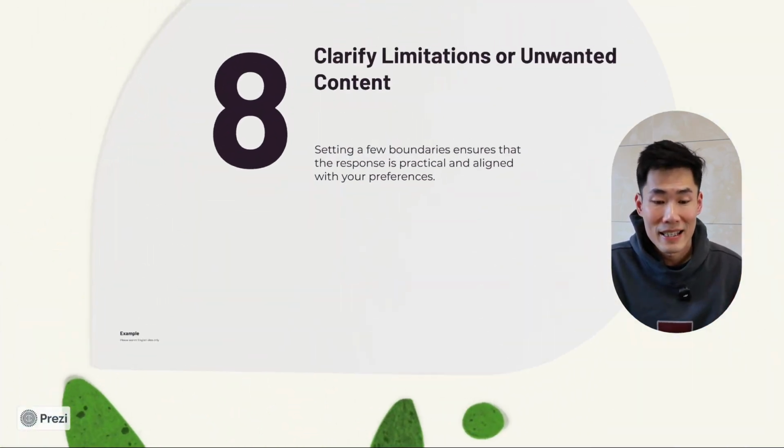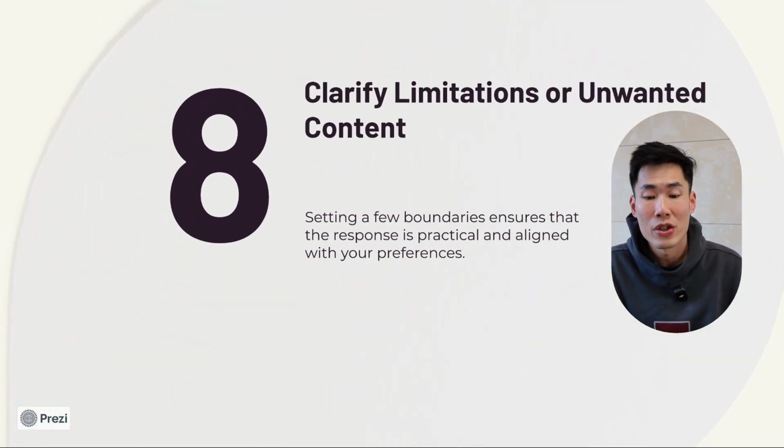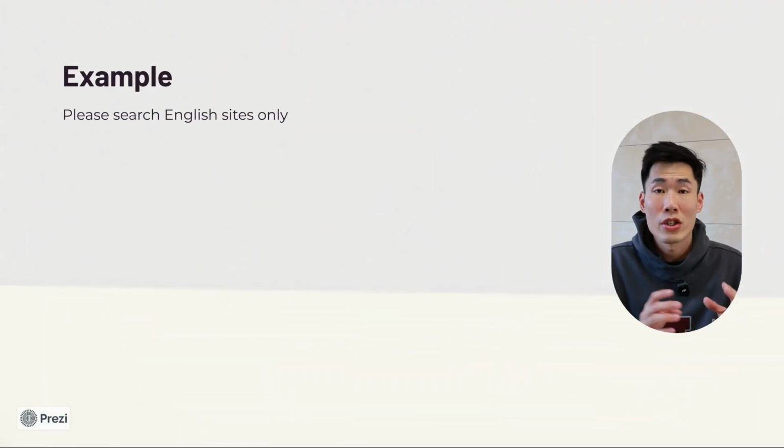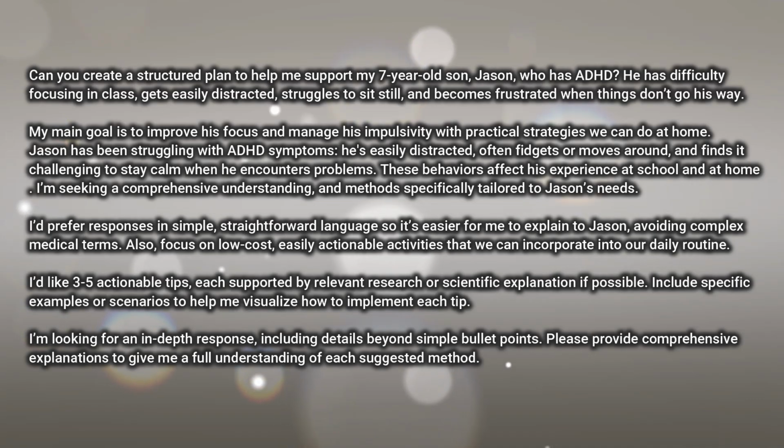Now we are going to the last step, which is clarify limitations or unwanted content. In some cases, you want to set some boundaries to ensure ChatGPT aligns with your preferences, right? In my case, I know that the latest medical research is usually published in English. Even though I sometimes communicate with ChatGPT in Chinese, I still ask ChatGPT to do its research only on English websites. If I don't do that, it will go to some Chinese websites automatically. So sometimes I would say, please search English sites only. So after these 8 steps, here's a full prompt for you guys to take a look.